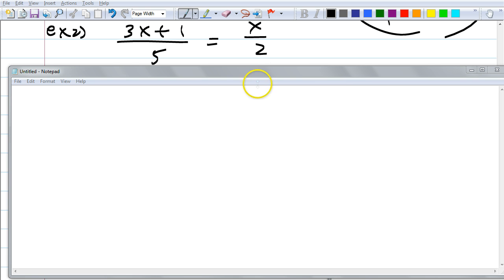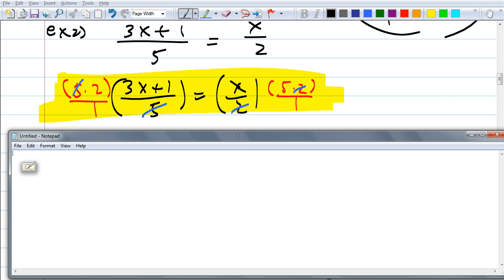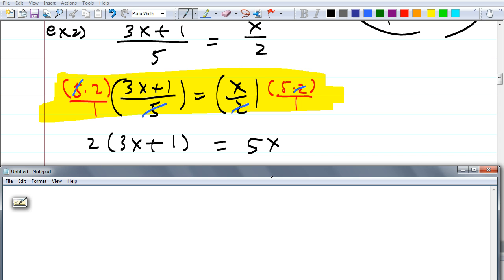Oh, okay. Sorry. Then you cancel things out. Then what's my next step, Andrew? You would have 2 times 3x plus 1 over 1 equals 5x over 1. Thank you. Matthew, what do I do next?